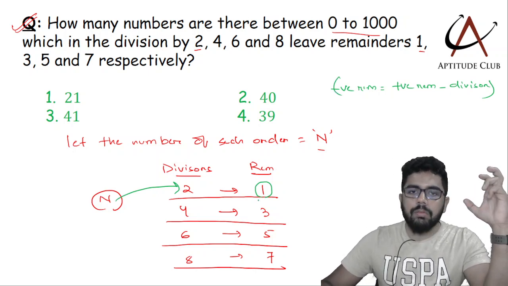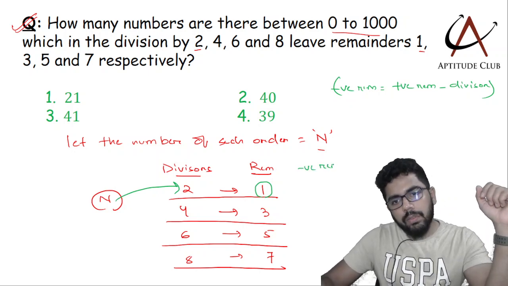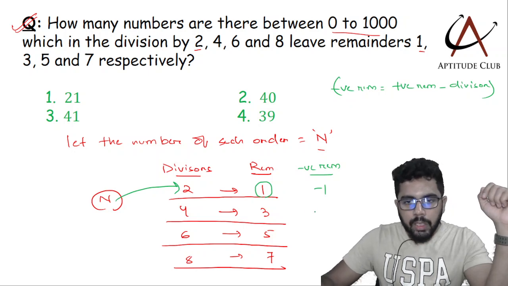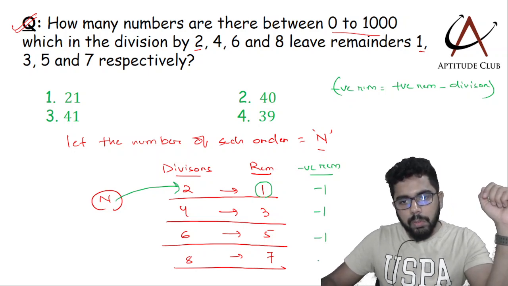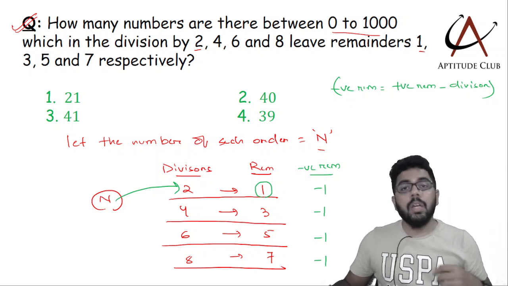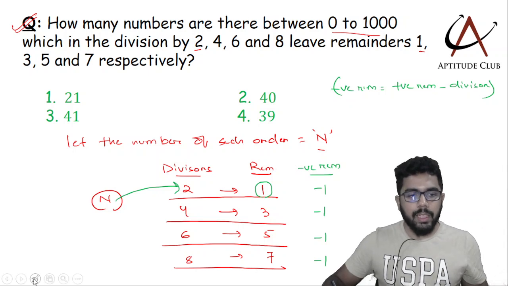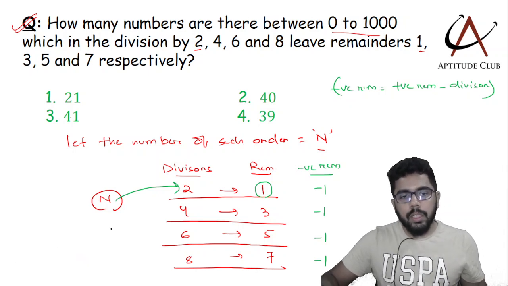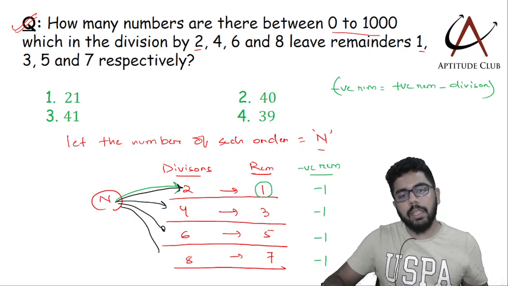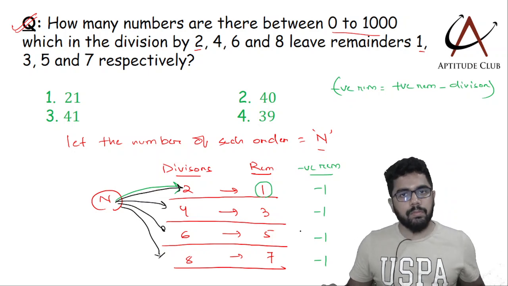So remainder is 1, positive remainder, divisor is 2. So the negative remainder in each of the cases, if I write down, you see the negative remainder is minus 1. In this case also it is minus 1, this case also minus 1, this case also minus 1. So I have multiple divisors but the same negative remainder in each of the cases. Okay, so I can rephrase the question in this way, that the number n, when divided by 2, 4, 6 and 8, it leaves remainder of minus 1 in each case.